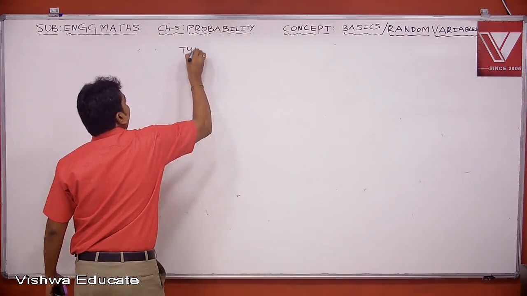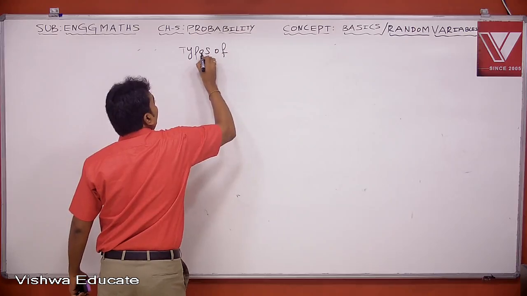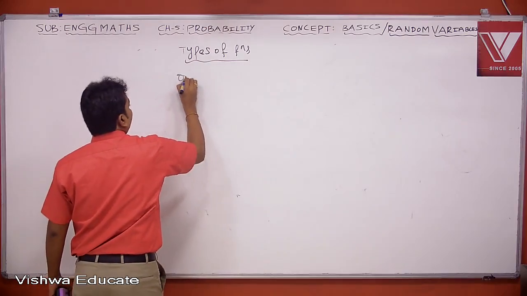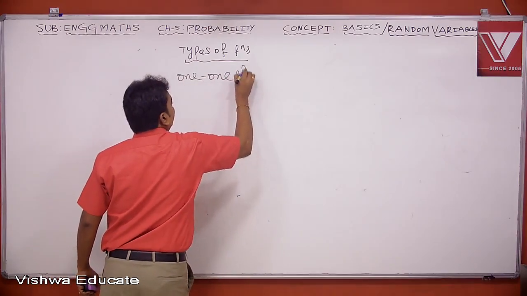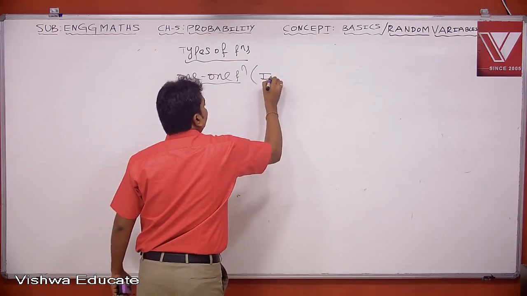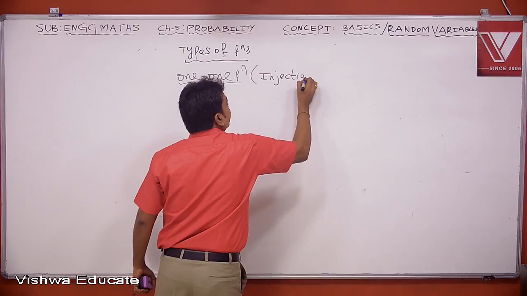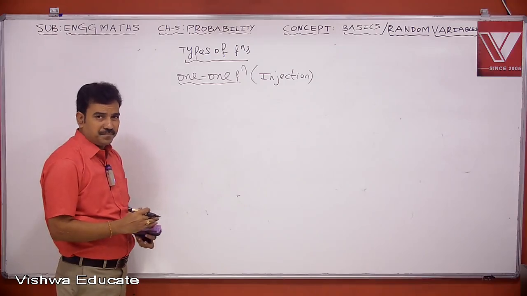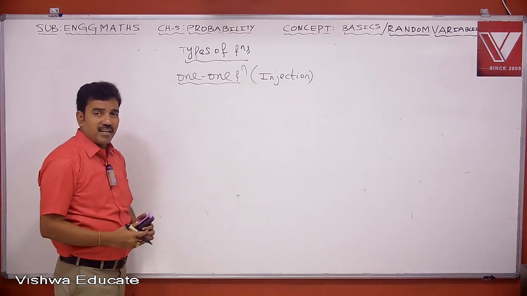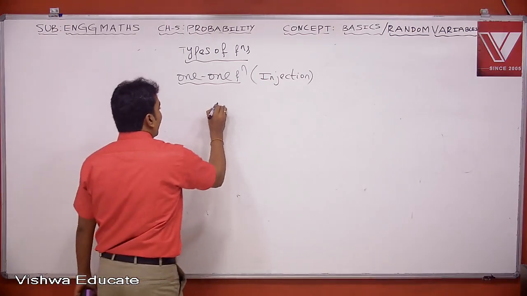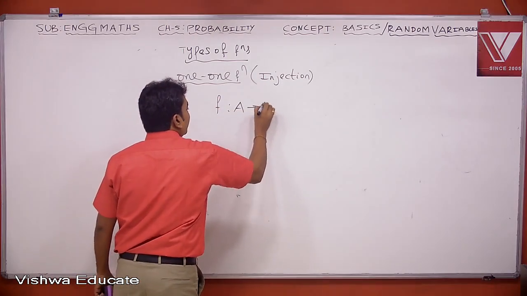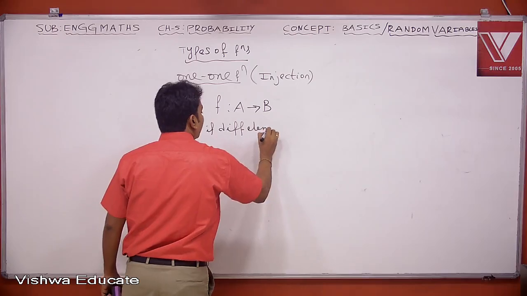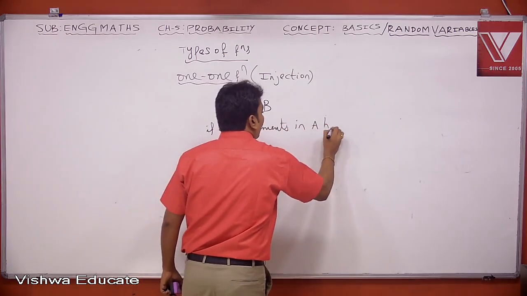Next one is types of functions. So we discussed the first function. It is also called an injection. Now out of functions we have various classifications. Let us see. Suppose we have a function f from A to B. We say that this is one-one if different elements in A have different images in B.